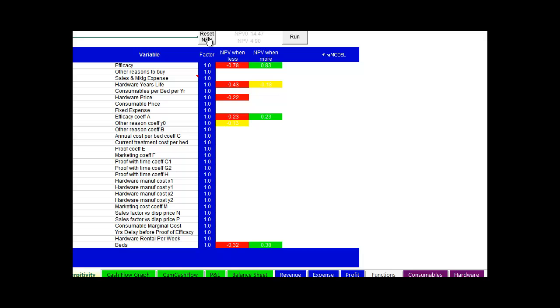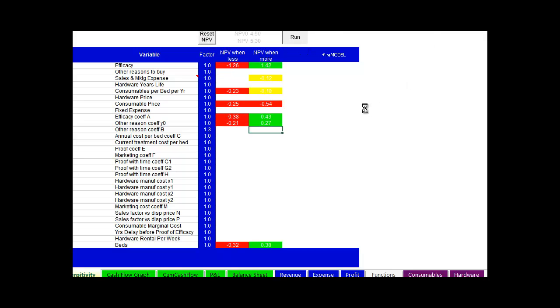So let's just see how it looks for the scenario we've got here. Just run the macro, and as you can see, it goes through each one in turn and it gives us the appropriate colors. For this one, we have a number of colors. Top of the list is efficacy. As you might expect, the product has to work or we don't make money. If it works better than we expect, then it'll make more money.